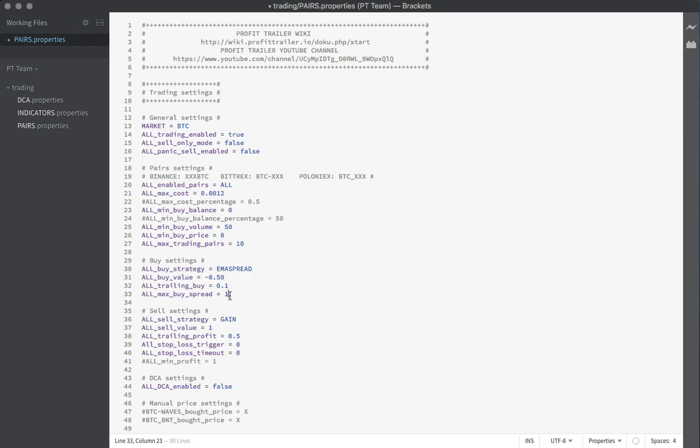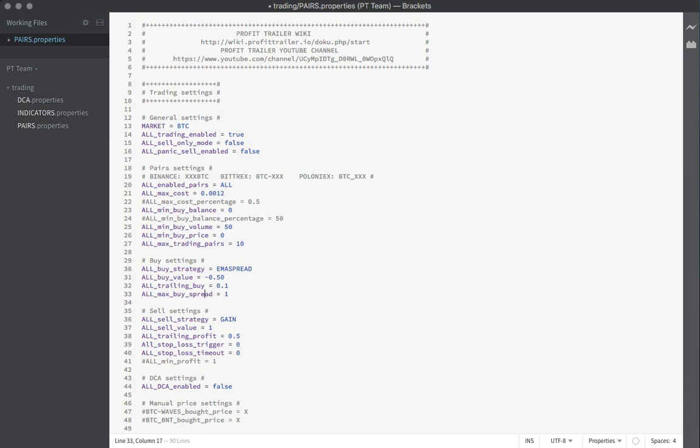So right now this is set for 1%, so it's got to be a maximum of 1% difference between the highest buy and the lowest selling offer. You can set this as wide as you want, but you've got to watch to make sure that you don't set it too wide and get pump and dump coins, things like that.